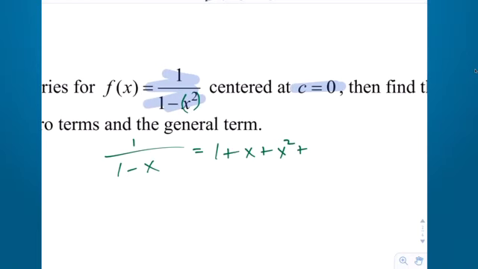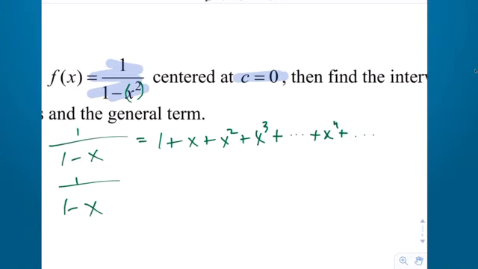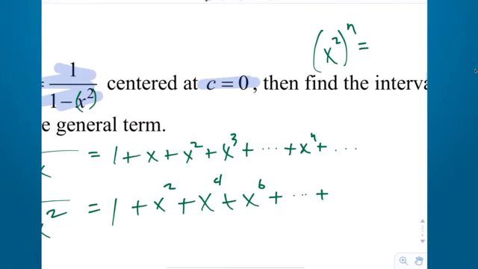1 over 1 minus x is 1 plus x plus x squared plus x cubed plus yada, yada, yada, x to the n plus yada, yada, yada. So remember, that's how you write the nth term, or the general term. And now, beneath there, we'll just replace every x with x squared. So I get 1 plus x squared plus x to the 4th plus x to the 6th plus dot, dot, dot, plus. And what is x squared to the nth power? If you want to do it like this off to the side. x to the 2n. Good. Plus dot, dot, dot. Sweet.